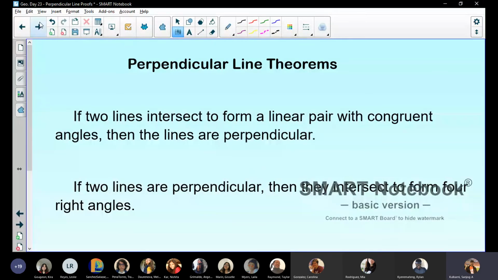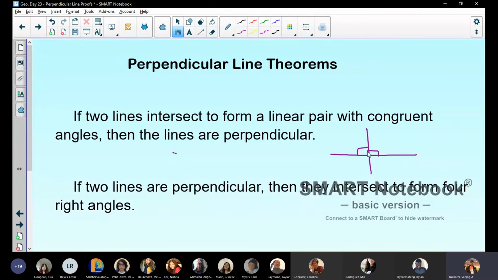Perpendicular line theorems. There are a couple of theorems which you have to keep in mind. If two lines intersect and form a linear pair with congruent angles, then the lines are perpendicular. So this is a theorem. If I have two lines and they intersect to form a linear pair with congruent angles, then automatically they'll be perpendicular and you'll have 90 degrees.